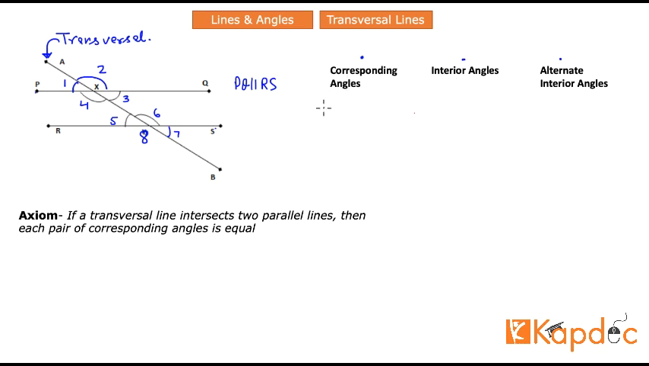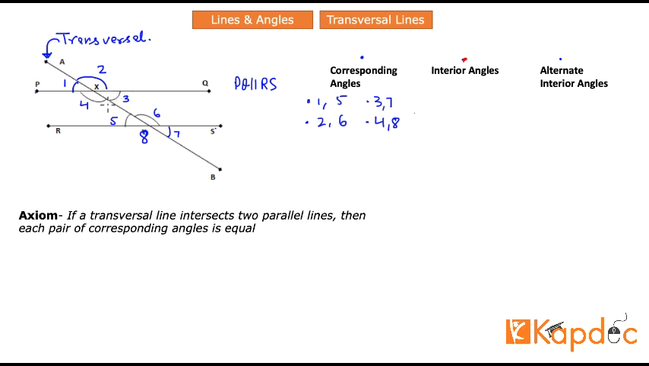Corresponding angles will be defined as the pairs such as 1 and 5. Okay, that's one pair. Then 2 and 6, that is another pair of corresponding angles. You will say that 3 is corresponding with 7. And finally, the last pair of corresponding angles in this arrangement will be 4 and 8.